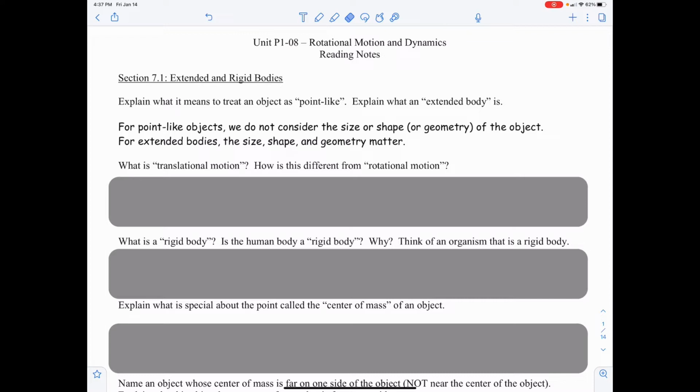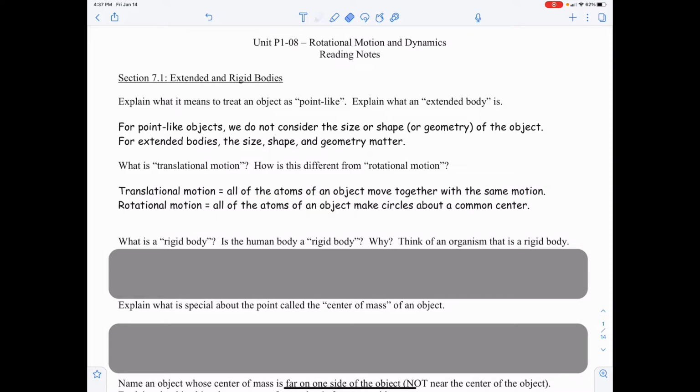What is translational motion? How does it differ from rotational motion? Translational motion means all the atoms in the object move together with the same motion in a straight line. That's pretty key right there. Rotational motion, all the atoms of the object make circles around some common center. They rotate.